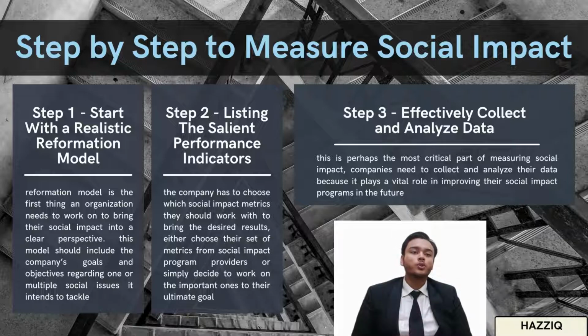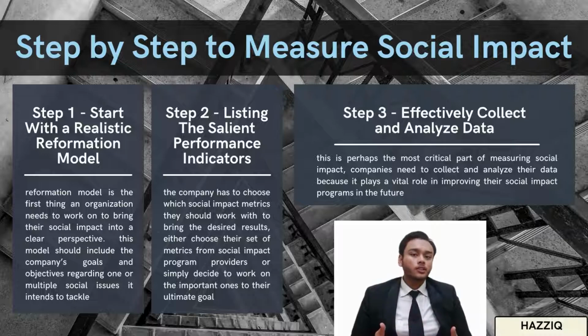Now, the company has to choose which social impact metrics they should work with to bring the desired results. Companies can either choose their set of metrics from a social impact program provider or simply decide to work on the ones important to their ultimate goal. Usually these are the ones that have the broadest reach to their target impact and define their success rates correctly in the respective field.